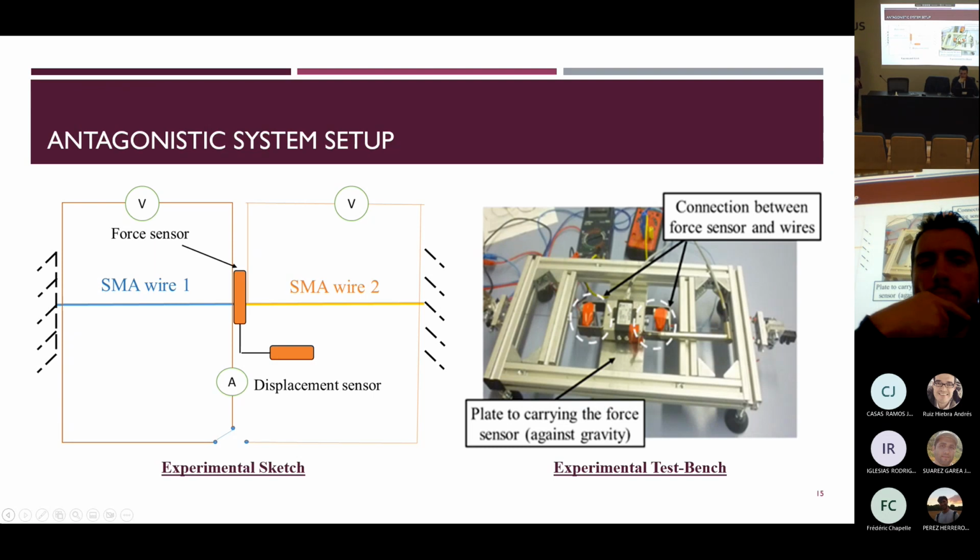First, let's define the antagonistic system. Imagine two single wires combined together at a midpoint. The exterior edges are fixed, but the interior ends are linked at a point, and this point is free and can move. Those two wires are linearly connected. A voltage is applied at the interior point, the midpoint of the two wires, and we have a force sensor and a displacement sensor to measure the stress that comes from the force and the strain that comes from the displacement.